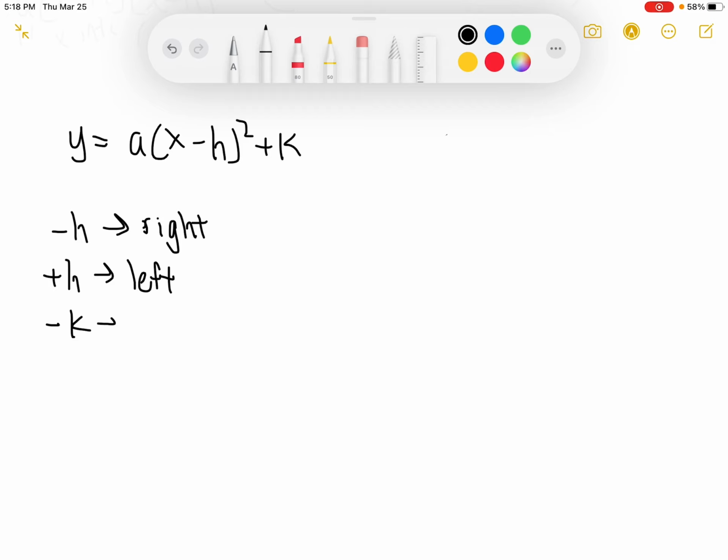Negative k, this is the usual thing, down. And then positive k, okay, looks like a 4, but I never draw 4s like that, I always do that. That means it goes up.